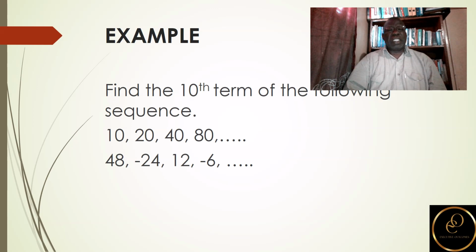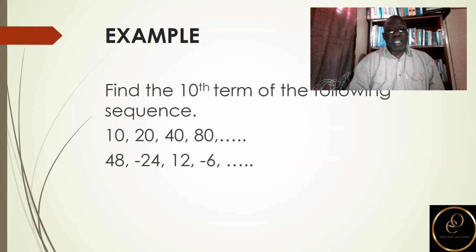Here I'm looking at these two examples. We have the first sequence, which is 10, 20, 40, 80, and so on and so forth. Okay. Now, how do we know the sequence we have here? Let's see if we can test it. So, is it an arithmetic sequence?